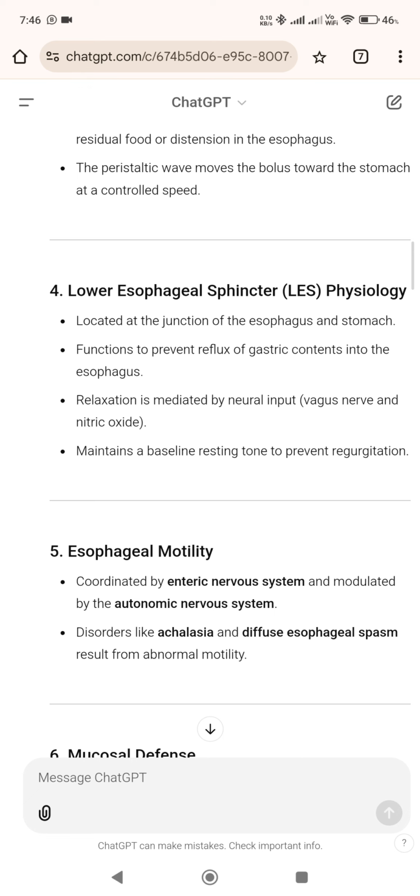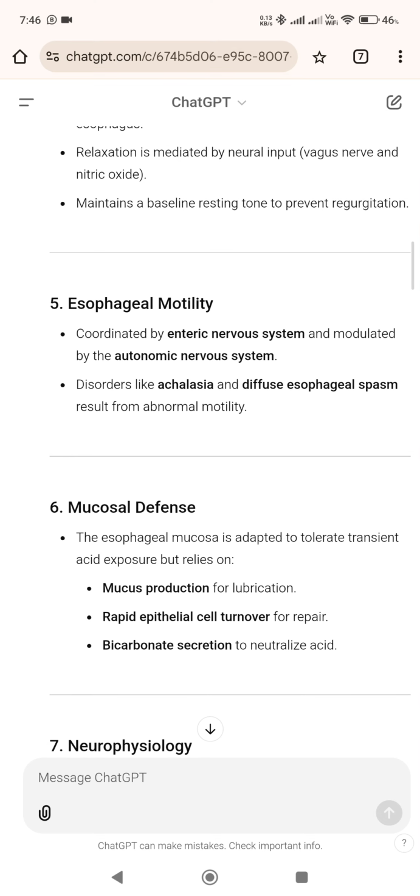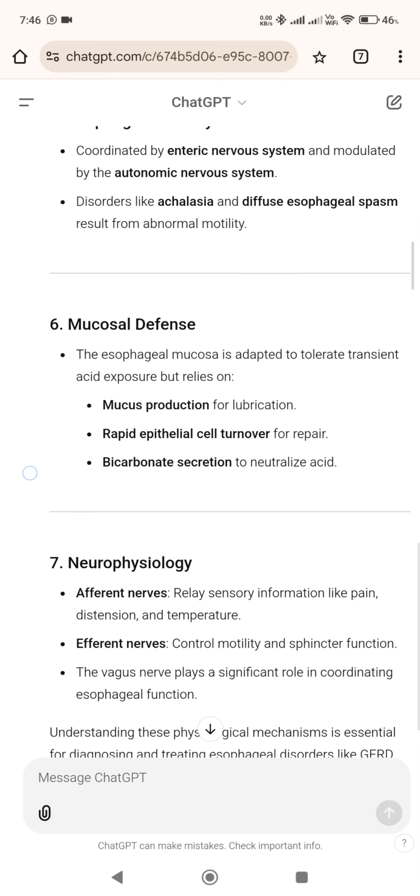5. Esophageal motility, coordinated by the enteric nervous system and modulated by the autonomic nervous system. Disorders like achalasia and diffuse esophageal spasm result from abnormal motility.